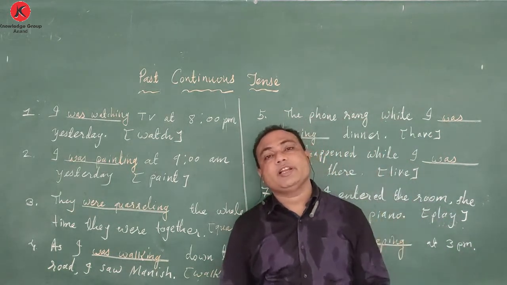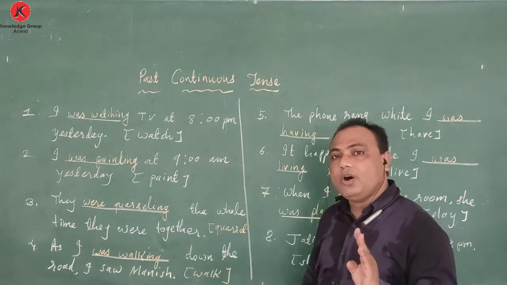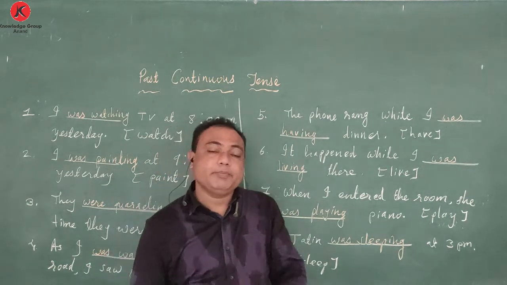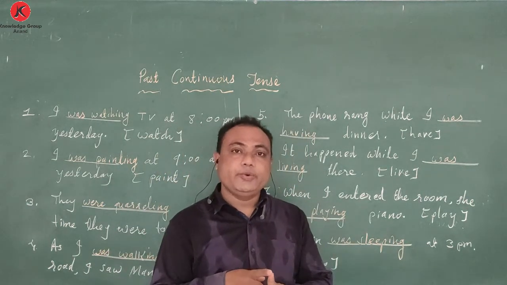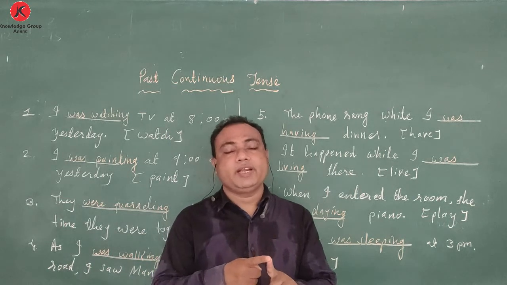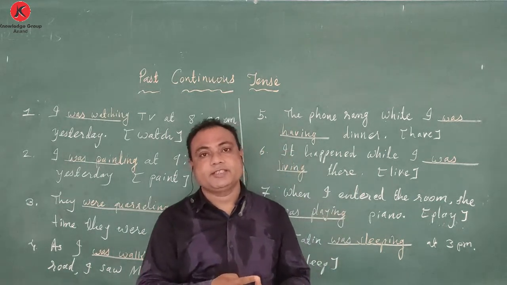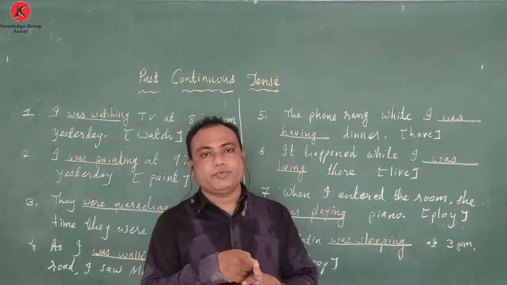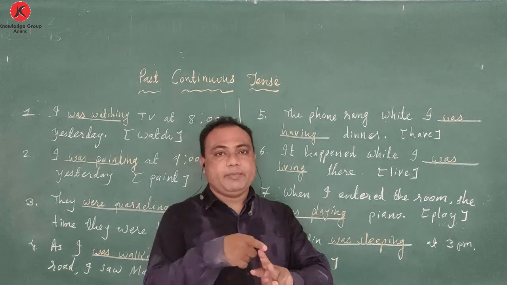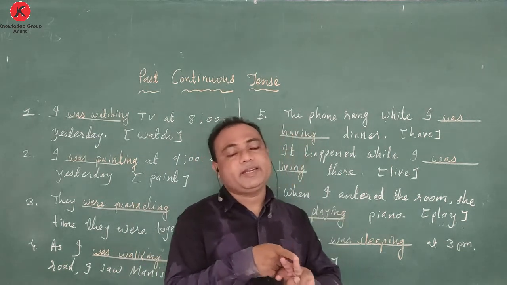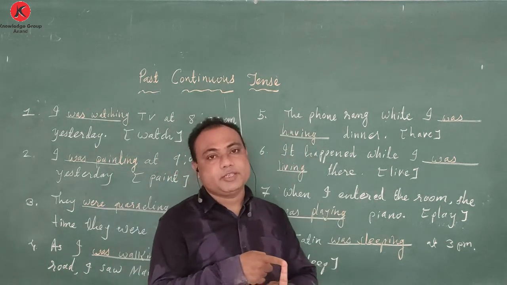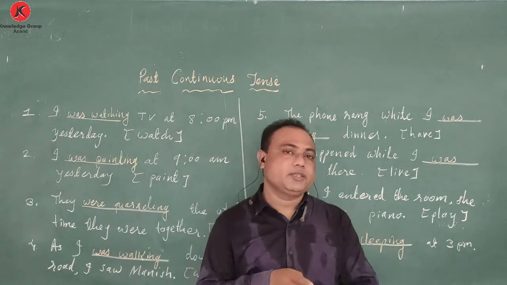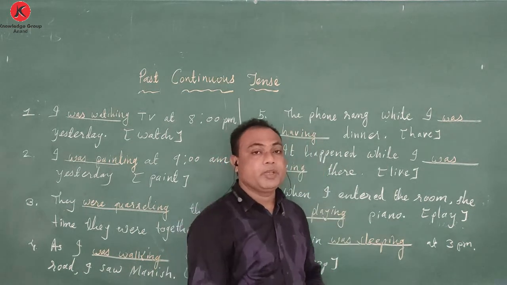Now let us quickly recall the verb forms in all six tenses we have studied till now. In simple present tense, we use V1 or V1 plus S or ES. In negative sentences, we use do or does plus V1. When am, is, are are used alone, it indicates simple present. When have or has is used alone, it indicates simple present. These are the four verb forms you need to remember.